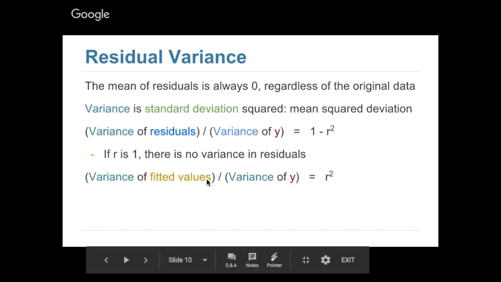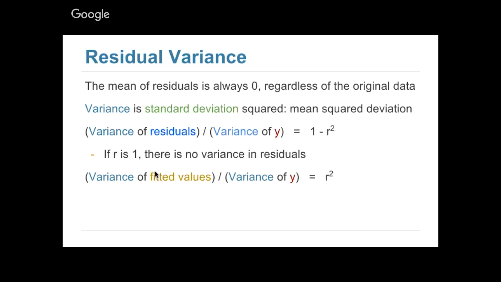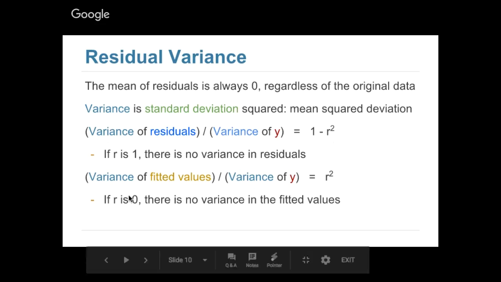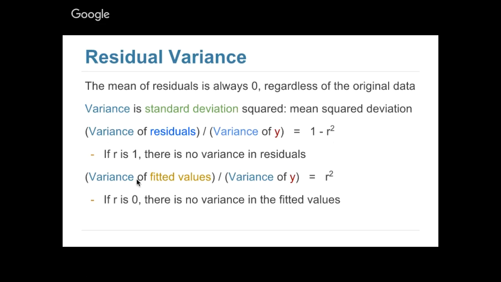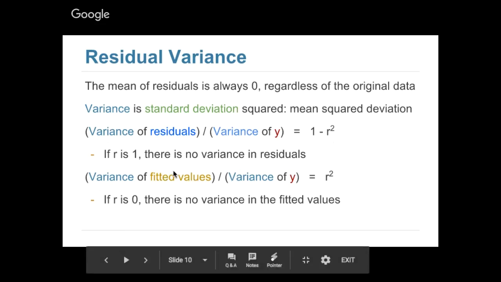There's this equation that says the variance of my fitted values, so my predictions, divided by the variance of my original y values is r squared. What you should remember about that one is if r is 0, so no correlation, a random cloud of points, and I fit some values to it, I'm going to fit a flat line. If it's a completely random cloud, I'm going to fit a flat line, which means there's no variation in my fitted values. It's all one value, so my variance is also 0. Which gives me r is 0. This is also 0.